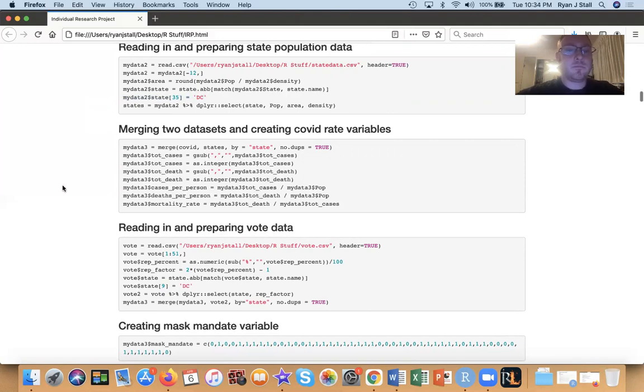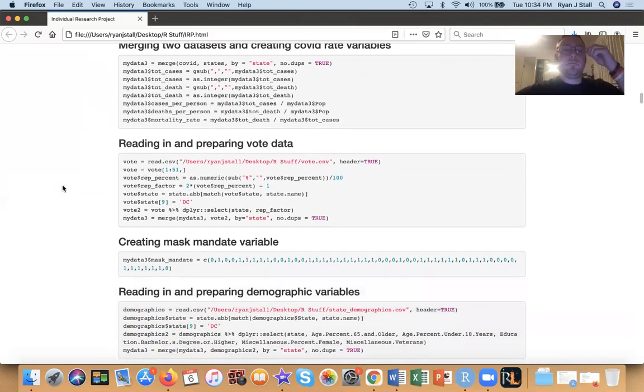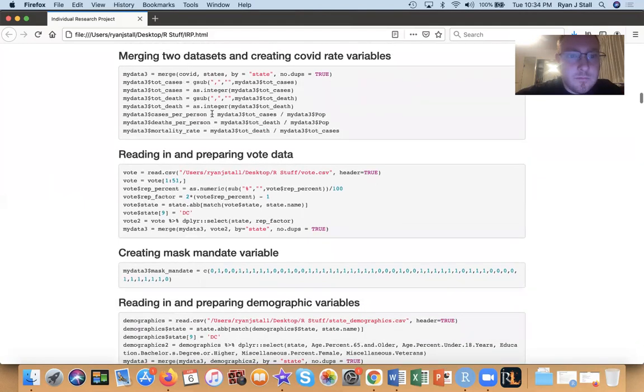After merging the two datasets together, I created the infection rate and death rate variables by dividing total cases and total deaths by population, respectively. I also created the mortality rate variable by dividing total deaths by total cases. I then set about adding or creating other variables that I thought might be relevant.